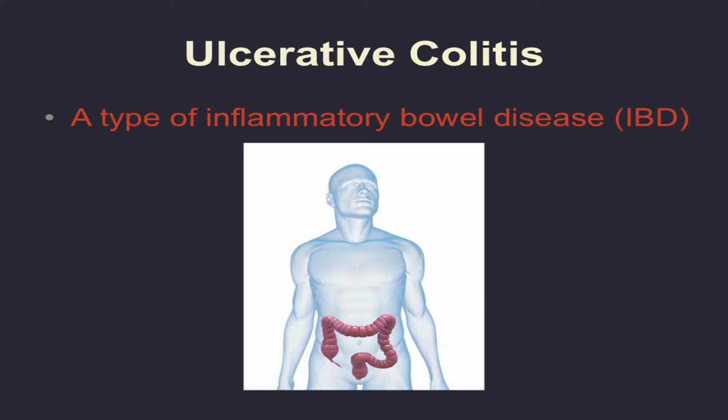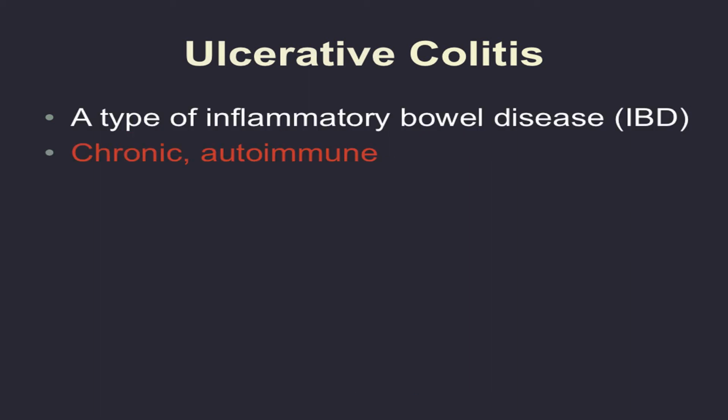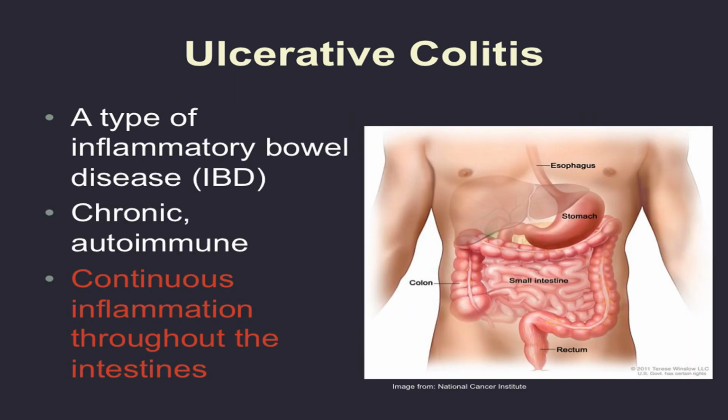Ulcerative colitis is a type of inflammatory bowel disease. The most common types of inflammatory bowel disease are ulcerative colitis and Crohn's disease. Ulcerative colitis is a chronic condition caused by an autoimmune response in which the body's immune system, which normally fights infections and viruses, is misdirected and attacks the body's own normal, healthy tissue. In patients with ulcerative colitis, the immune system attacks the tissue along the intestinal tract. The inflammation most commonly occurs in continuous stretches along the innermost lining of the large intestine, or colon, and the rectum.